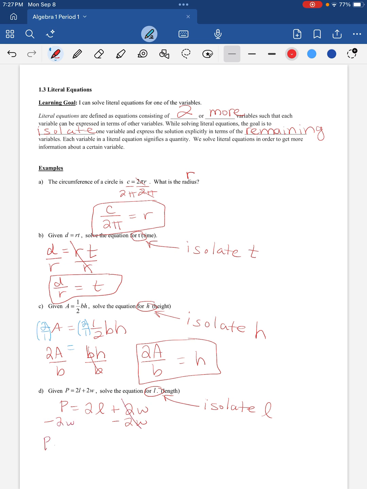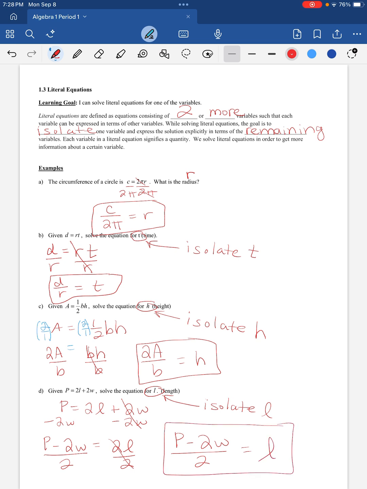And so on the left, I have P minus 2W. And on the right, I have remaining 2L. So notice I have two separate terms on the left. They're not like terms. They're just going to stay P minus 2W. And then in order to get rid of the 2 so I can isolate the L, currently we're multiplying by the 2, so the opposite there would be to divide by 2. So we divide both sides of the equation by 2, and we end up with P minus 2W all over 2 equals L. And that would be my final answer. We've solved the equation for L.